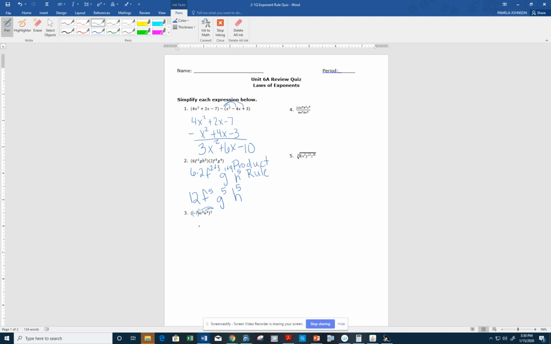we are going to take this negative 7. Its original power is 1. So 1 times 2. Then we have an m to the third. And that 3 gets multiplied by 2. And then we have an n to the fifth. And that 5 gets multiplied by 2. So we end up with negative 7 to the 1 times 2. 1 times 2 is 2. So negative 7 to the second power.